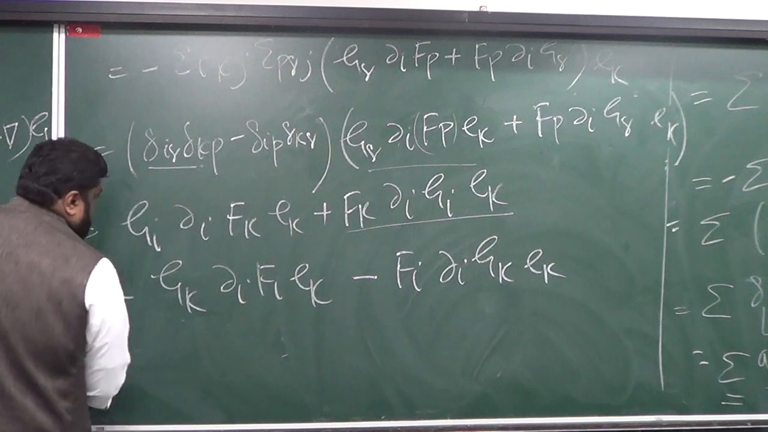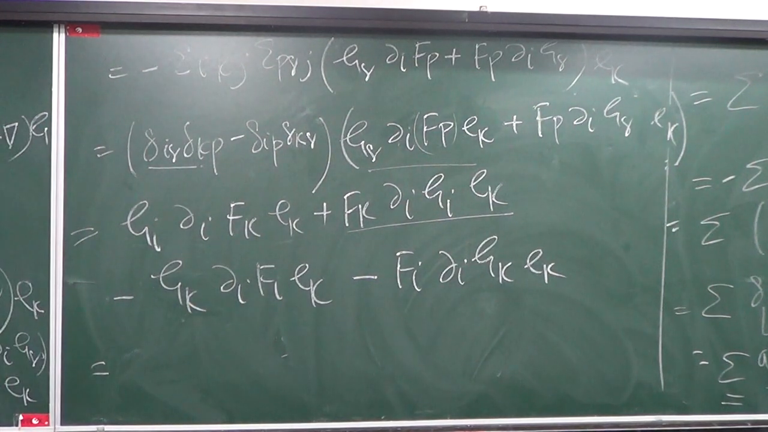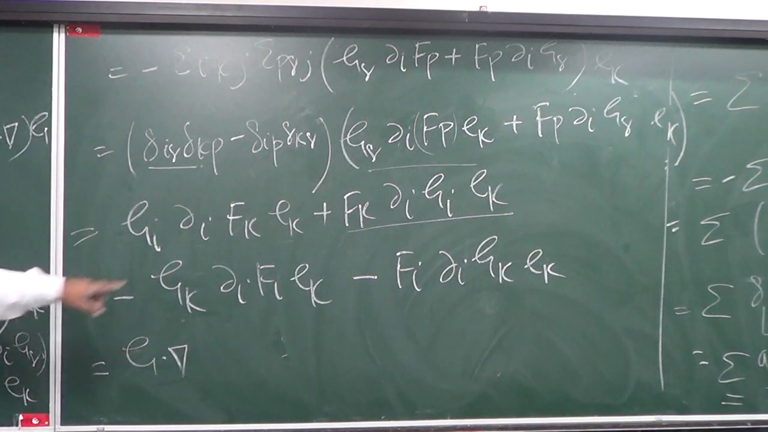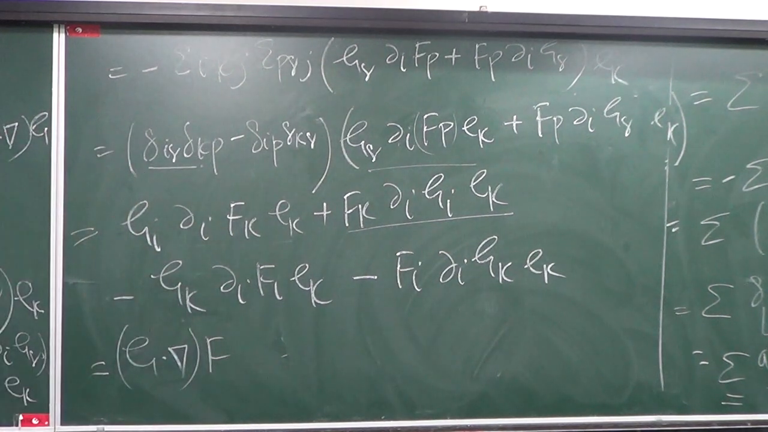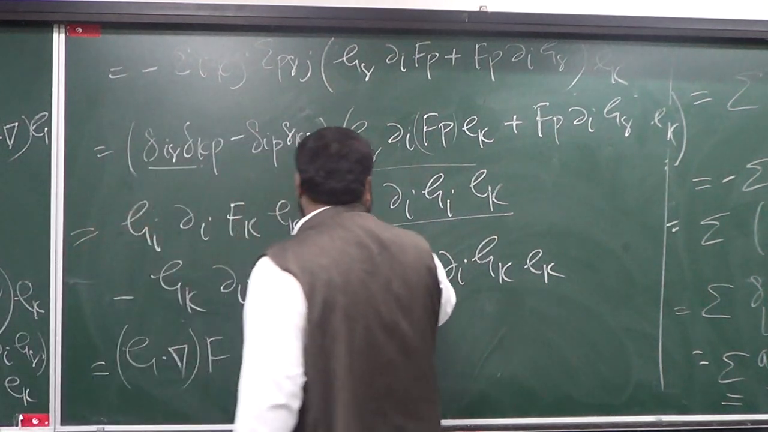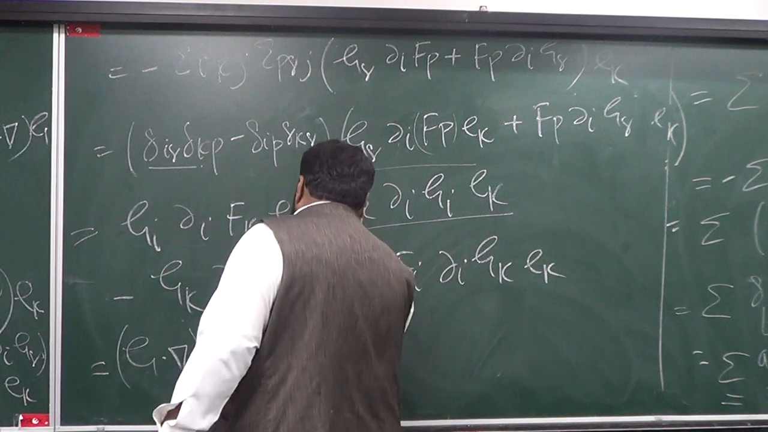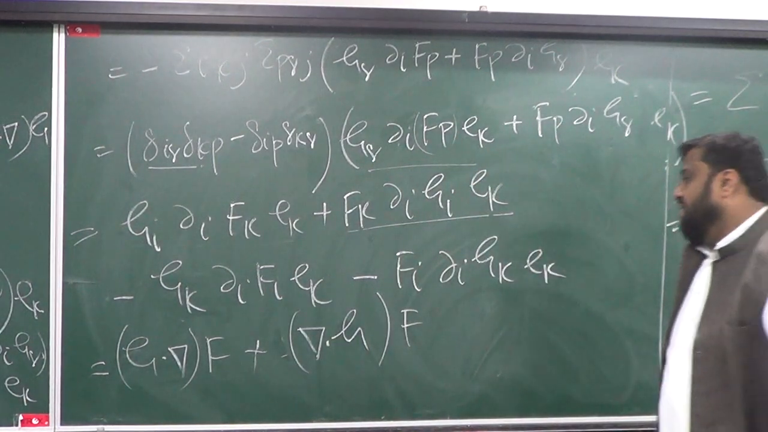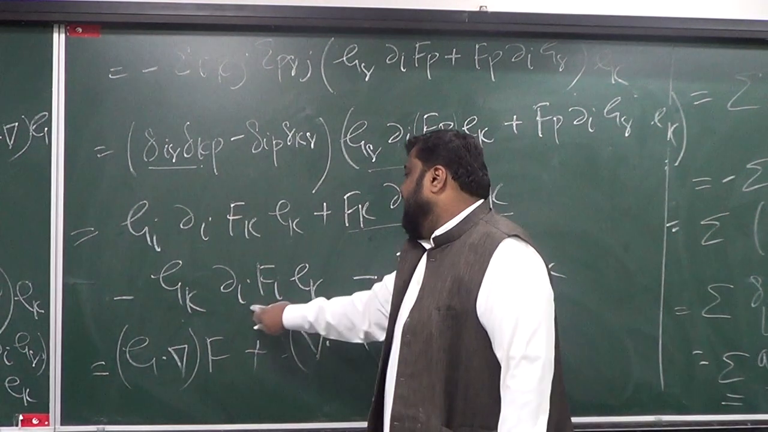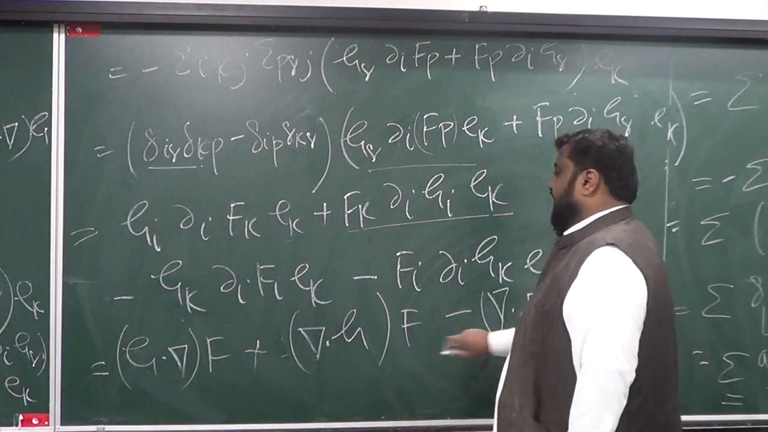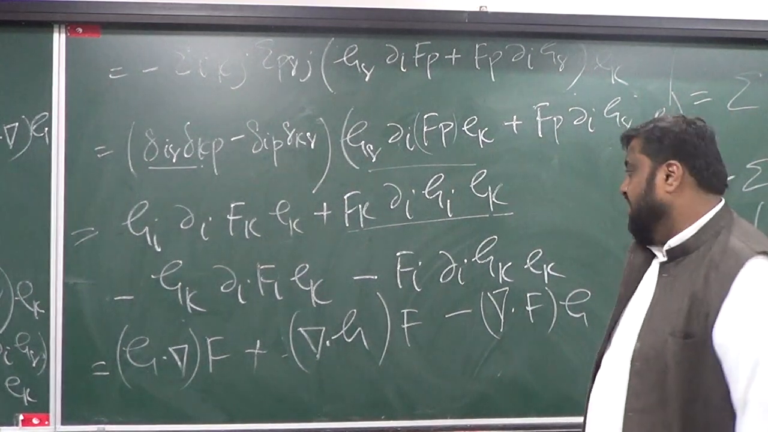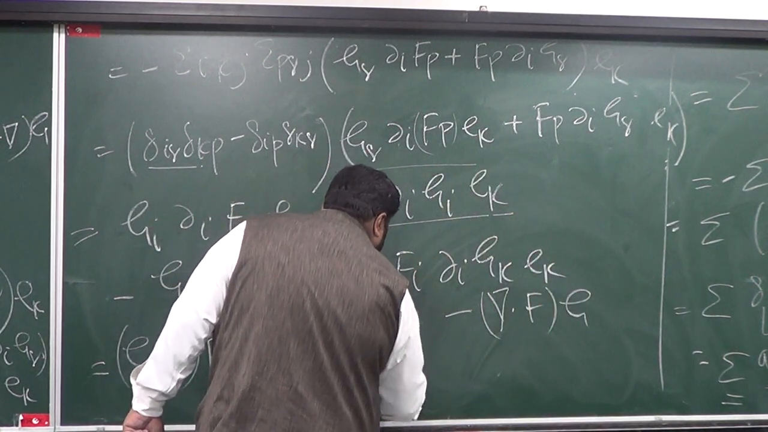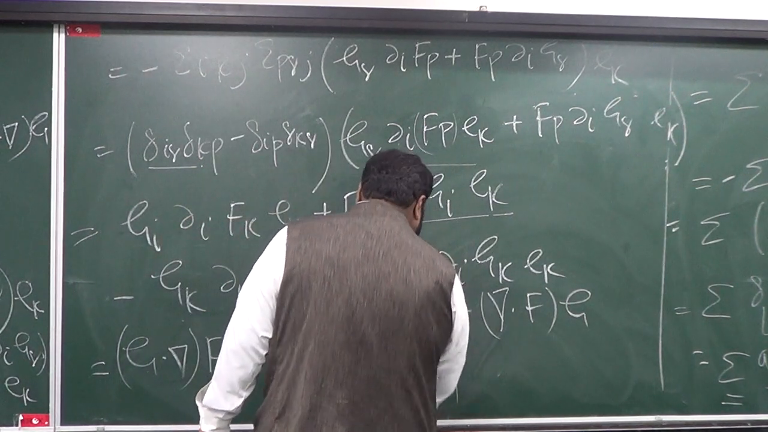So let's write it separately. What will this become, what do you think? This partial I G_I is like you have this G dot del, and F_K E_K is like your F. Plus, partial I G_I is like del dot G, and F_K E_K is like F. Minus partial I F_I is like del dot F, G_K E_K is like G, and the last term F_I del I is like F dot del, and G_K E_K is like G. There you go.